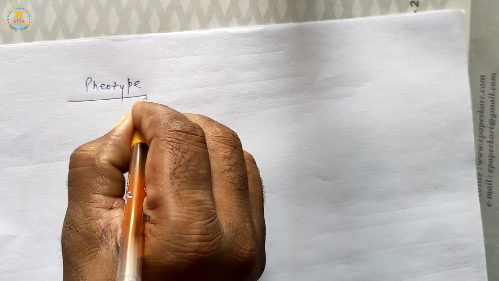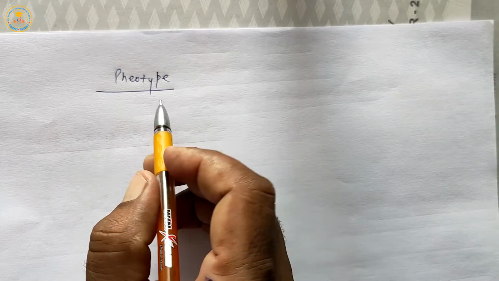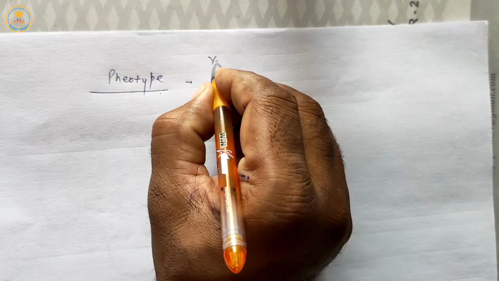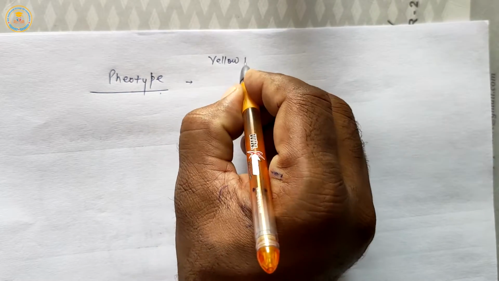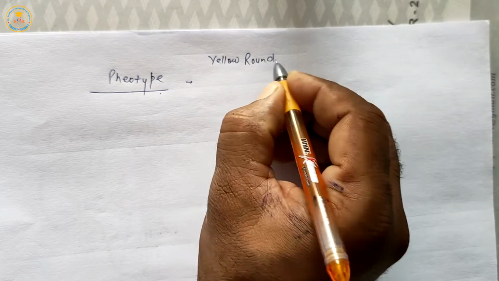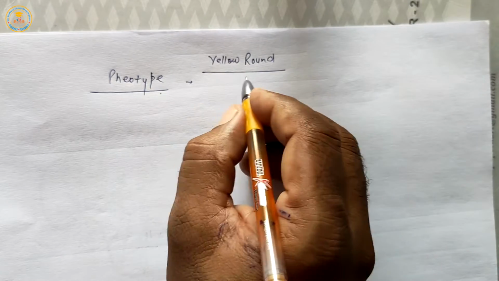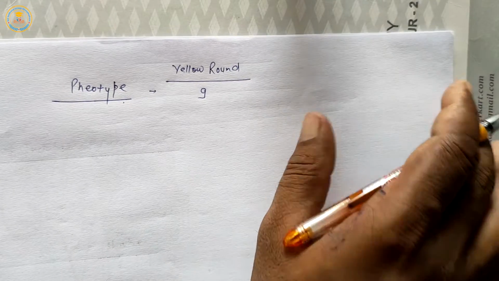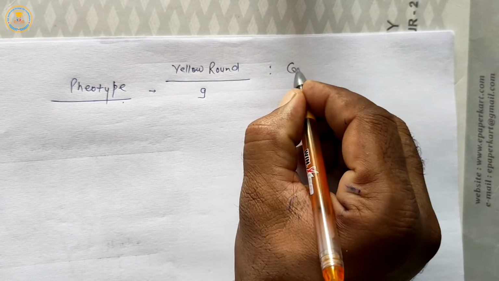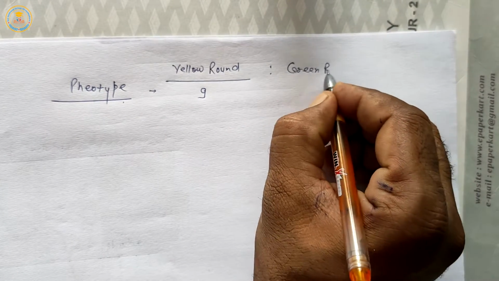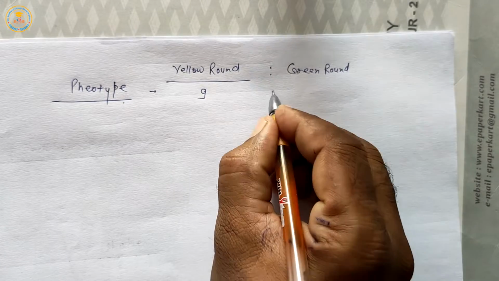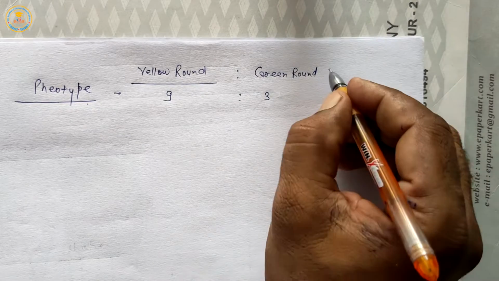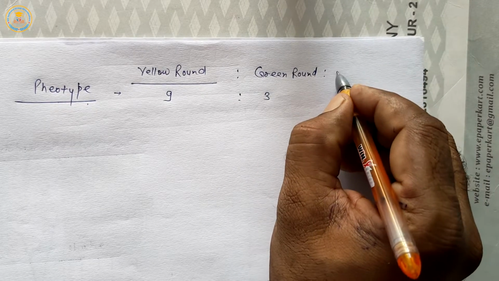The first ratio is the phenotype. It means external appearance. The first plant is yellow round in the law of independent assortment. Total 9 plants are yellow round. Second, green round: total 3 plants in the F2 generation of the law of independent assortment.